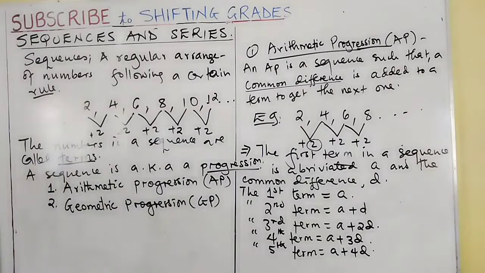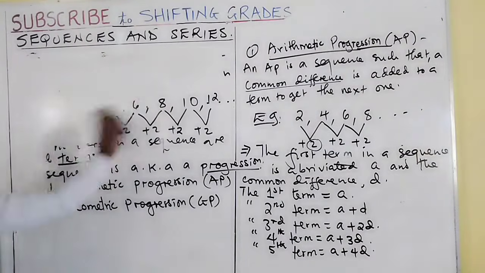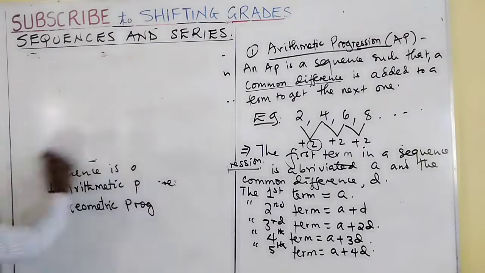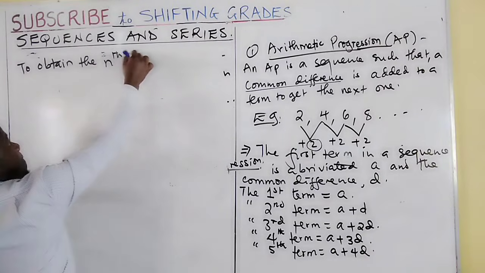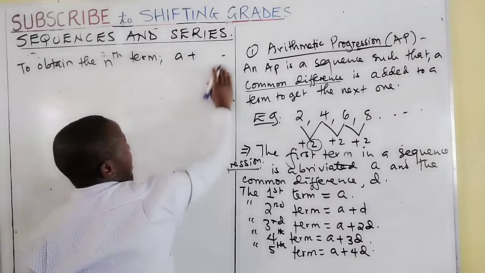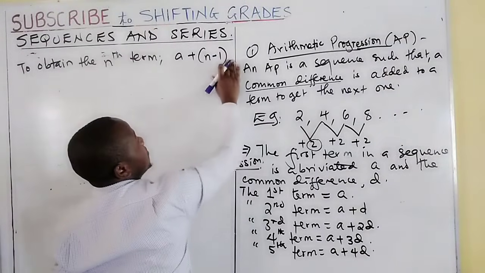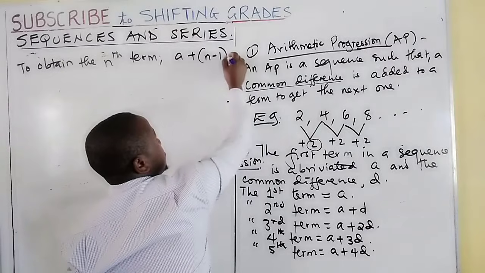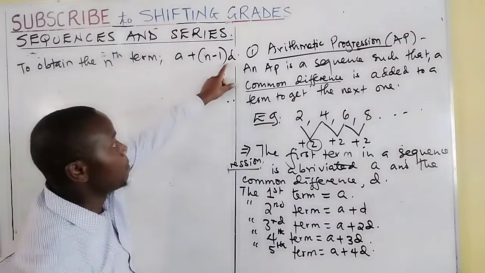Therefore, with that generalization, we can say for a given sequence which is arithmetic in nature, to obtain the nth term, where n is the position of that term, we take the first term a plus n minus 1 multiplied by d.